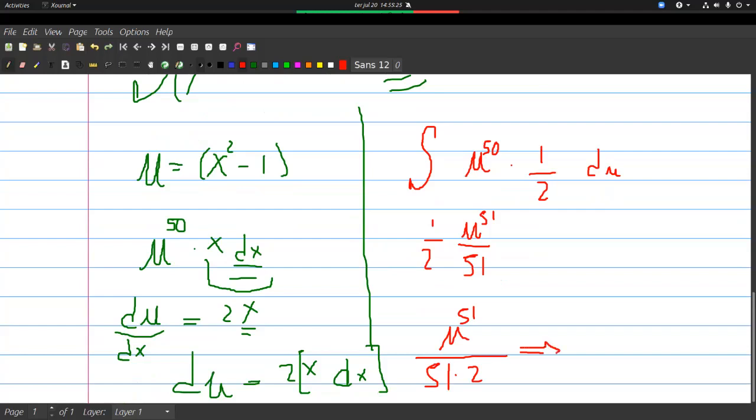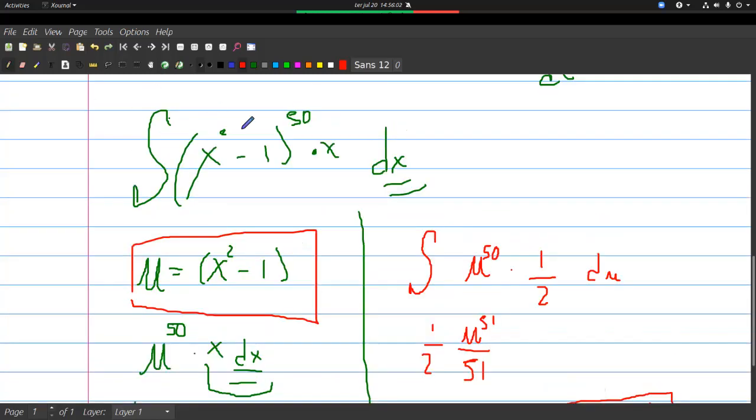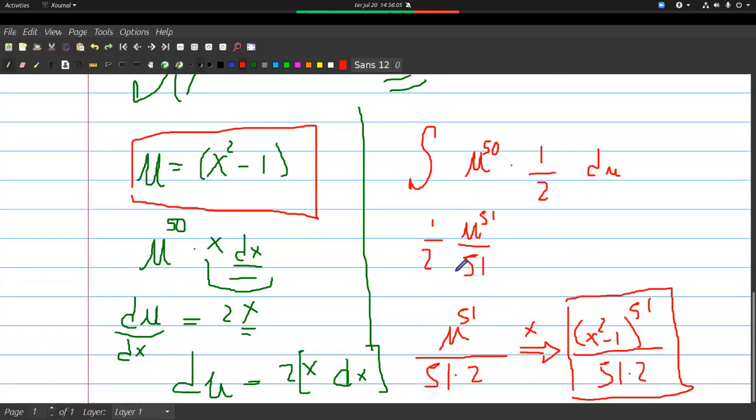But our question is not in u. Our question is in x. So now we have to transpose it to x. It's very simple. We stated that u was equal to this. So we just have to do x squared minus 1 to the 51st power divided by 51 times 2, which is 102. Okay, so that is our answer. We had a very complicated thing over here, and now it was very easy to solve.